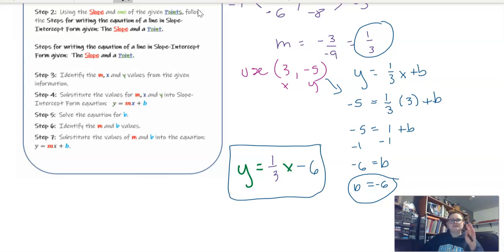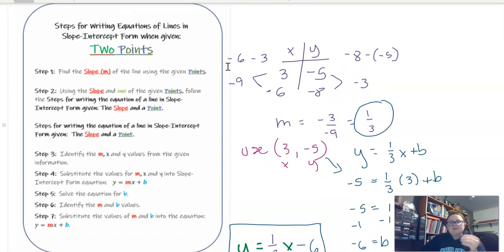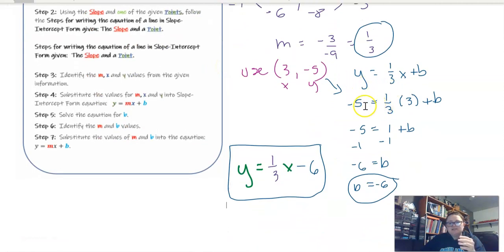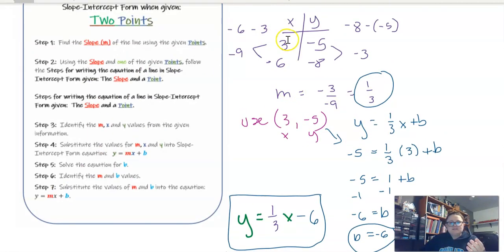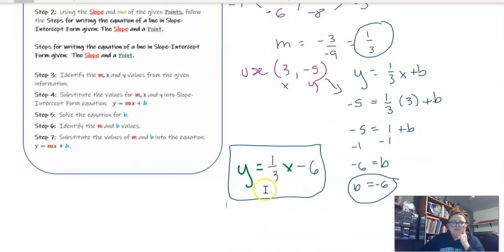So first you find your slope, then you plug your slope into the equation and use one of the points, it doesn't matter which of the 2 you use, to find your y-intercept, and then put those 2 values back in the equation. So make sure you've got these notes written down, and then go work on the Delta Math assignment.